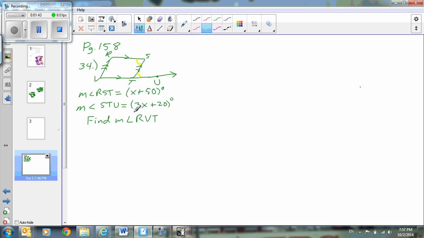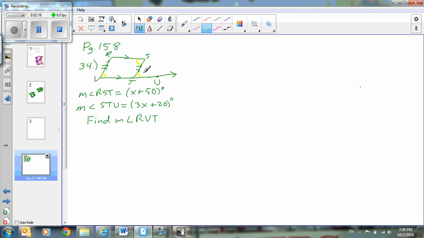Then to find the measure of angle RVT, well, that's this angle over here, RVT. All right, so notice that we have a pair of parallel segments here. We have a ray that intersects both of those, so this ray is a transversal. So when parallel lines are cut by a transversal, corresponding angles are congruent. This yellow angle here and this angle are corresponding. So parallel lines cut by a transversal, corresponding angles are congruent.